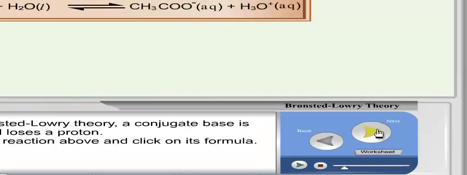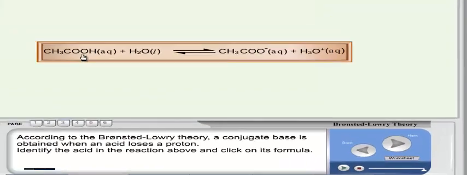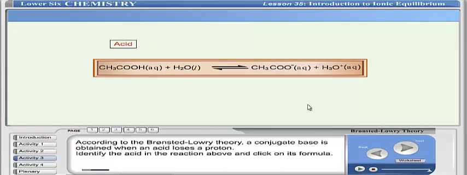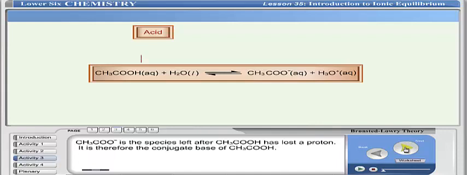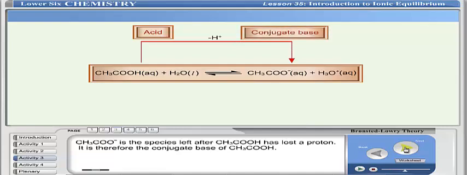According to the Bronsted-Lowry theory, a conjugate base is obtained when an acid loses a proton. Identify the acid in the reaction above and click on its formula. CH3COO- is the species left after ethanoic acid CH3COOH has lost a proton. It is therefore the conjugate base of ethanoic acid.